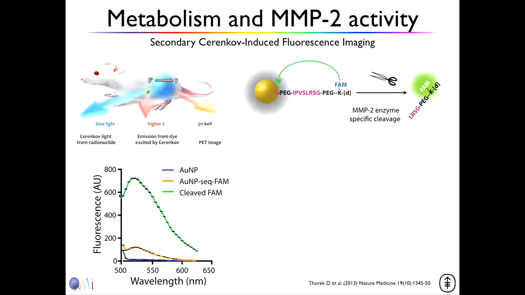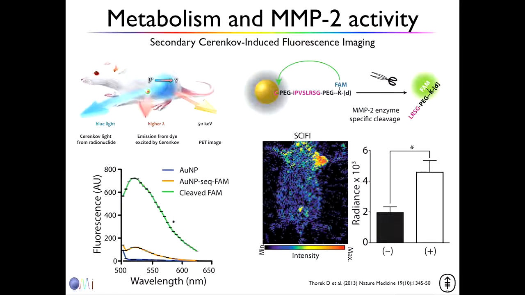The green curve is the cleaved FAM, and this golden sort of curve is the FAM on the gold, and this was mixed with FDG. And it's a much larger panel in the paper, but basically what we have here is a tumor which is MMP2 positive, and this is an MMP2 negative tumor. And we are seeing the MMP2 cleaving here, releasing the FAM, and the FAM is then excited by FDG, which was injected into this animal. So what you're looking at is the activity of MMP2 depicted through radioactivity with the help of Cherenkov.